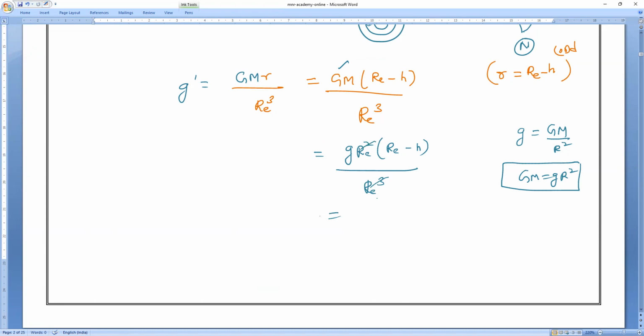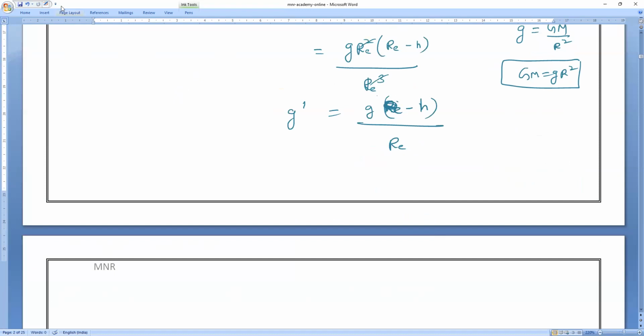All of you observe very carefully. So I'll get G dash is equal to G into RE minus H divided by RE. Does everyone understand? Now I'll write this as G into RE minus H divided by RE. So RE gets cancelled, which is equal to G into 1 minus H divided by RE.